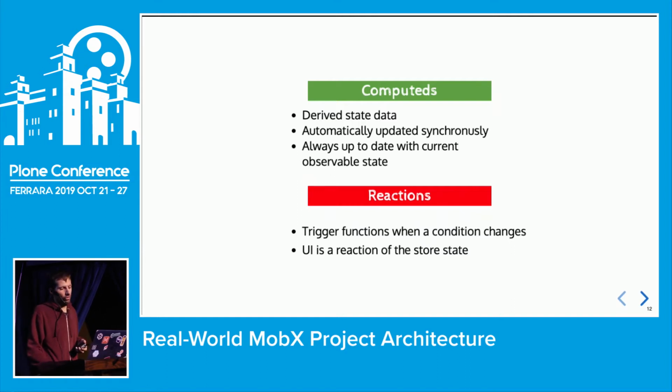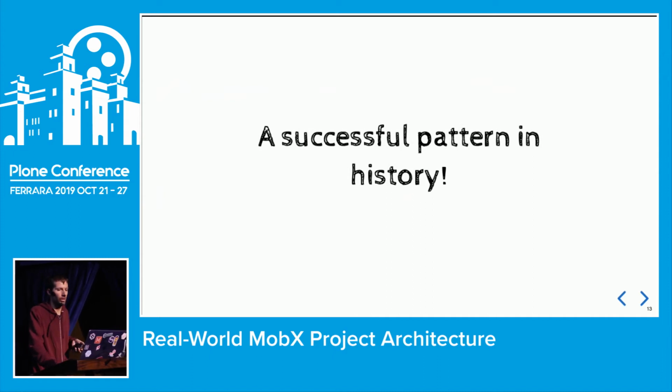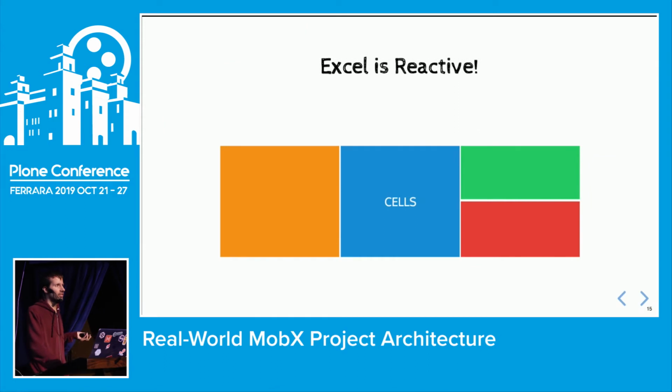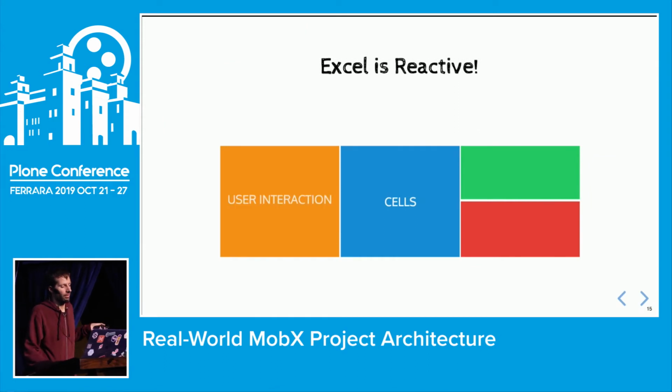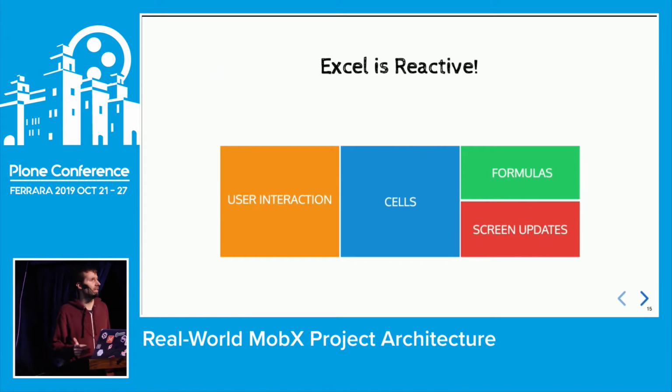And if you think about it, those 4 elements we have seen have been a successful pattern in history. Because a software named Excel has been doing this pattern for ages. In Excel, your data is stored into cells, and the user interaction is used in order to update the cell values. Together with formulas, you can provide aggregated views of your state, and the screen updates are basically an expression of those reactions, as we have seen before.